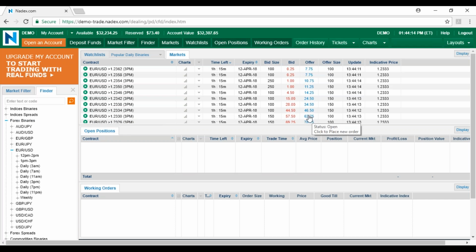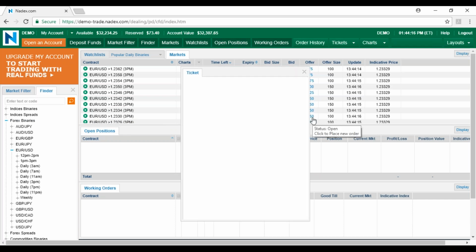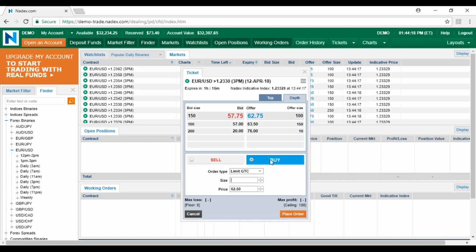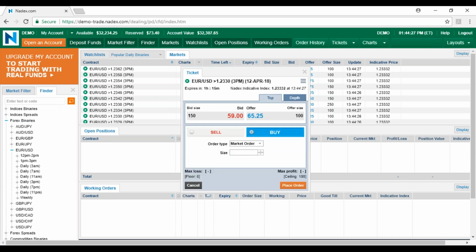Okay, so I'm going to click it. It opens up the ticket. It's marked buy, right? So I want to buy it. And it says limit order here. I'm just going to put this in as a market order. Size, I want to do one contract. Okay.